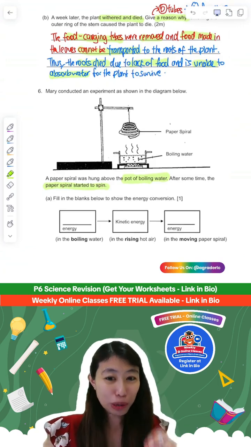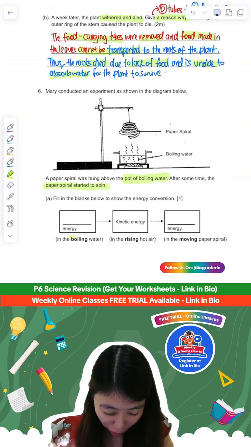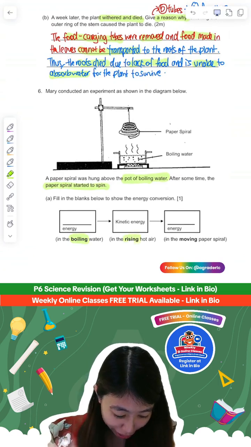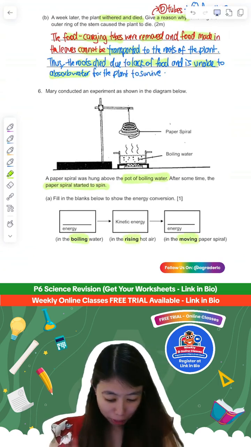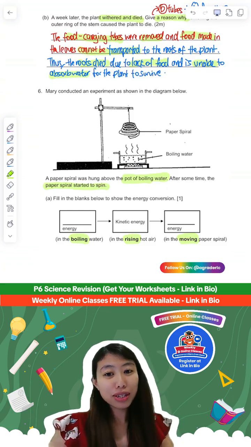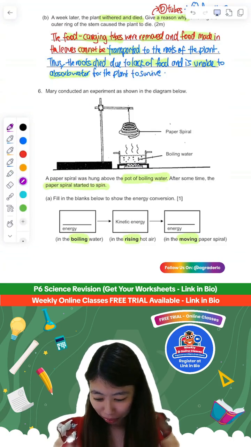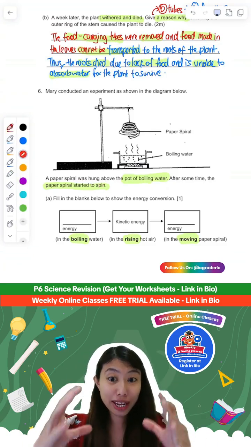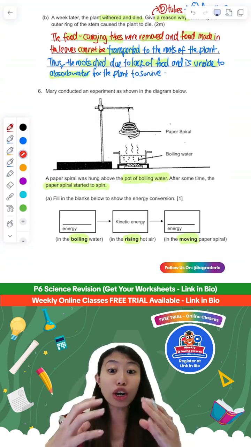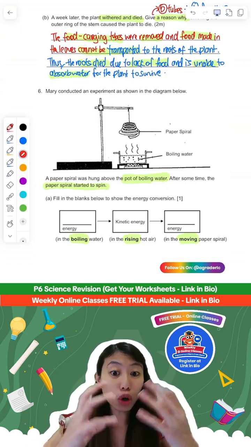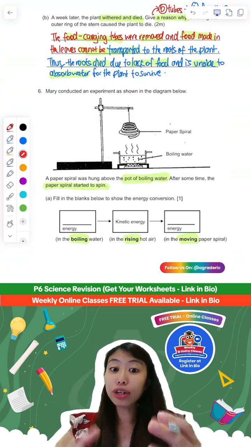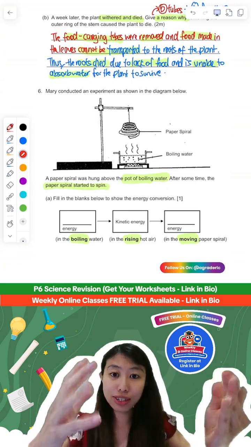Usually they will give you clues. Okay, so over there they give you a clue: boiling water, rising hot air, moving paper spiral. So boiling means that they are using the what energy? Heat energy. Good. Heat energy is the one that causes the air to be hot. And when air becomes hot, it will rise. Okay, hot air rises, cold air sinks.